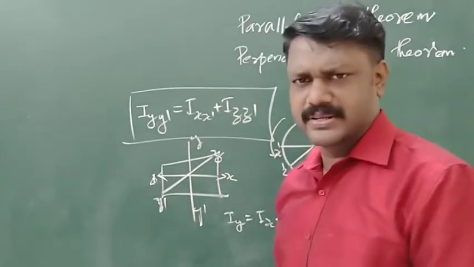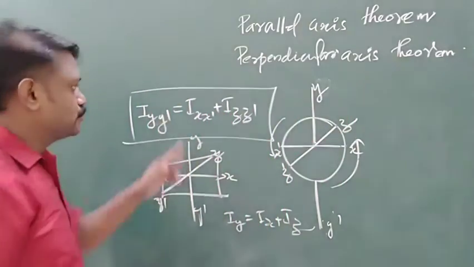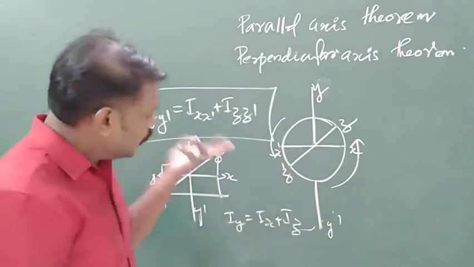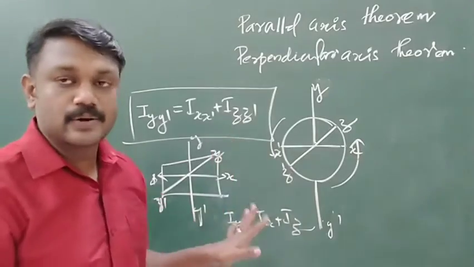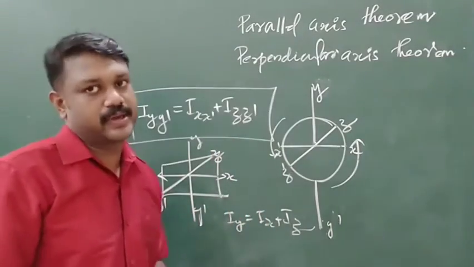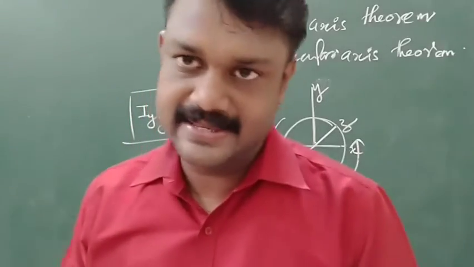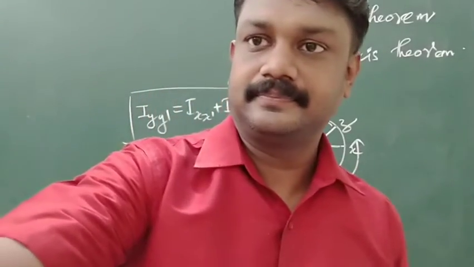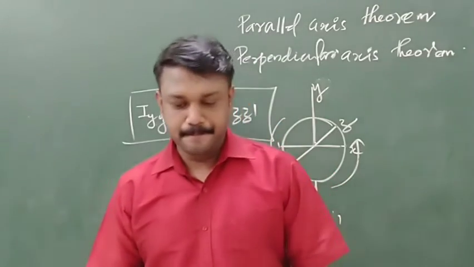They are simple equations. In the perpendicular axis theorem, Iy dash is equal to Ix dash plus Iz dash, or simply Iy is equal to Ix plus Iz. In the parallel axis theorem, I is equal to ICM plus m a square. So that is the parallel axis theorem and the perpendicular axis theorem. Okay, so that is moment of inertia.